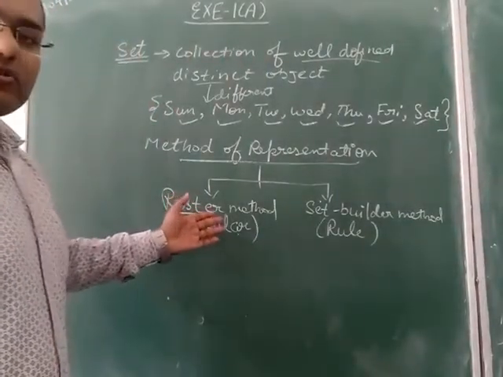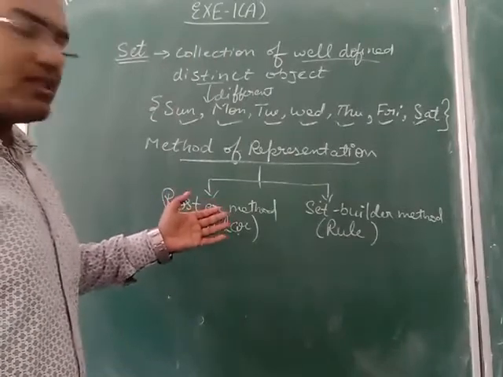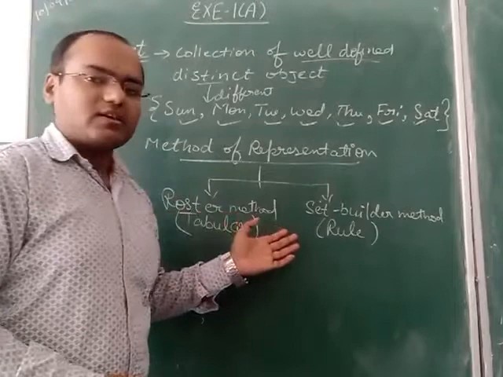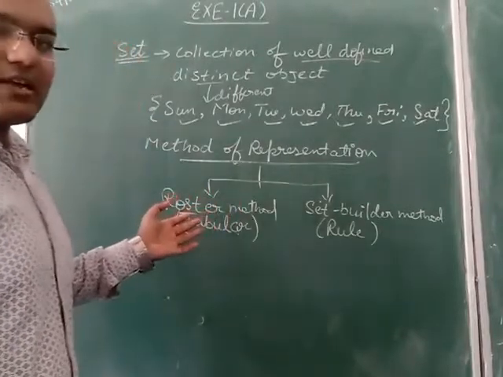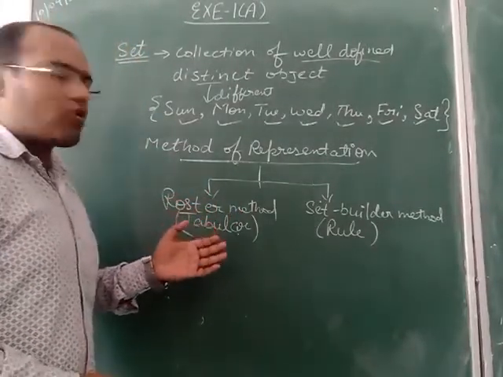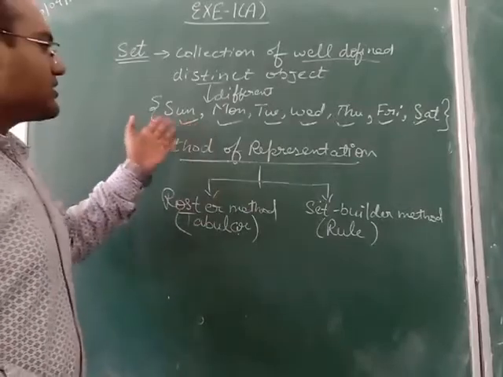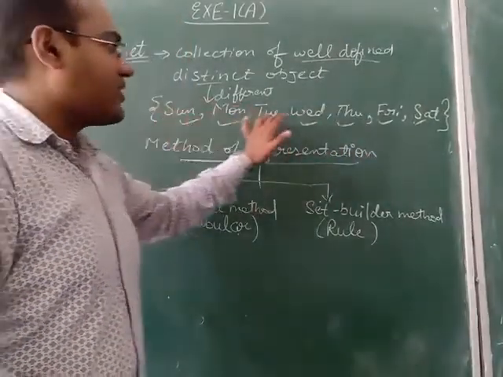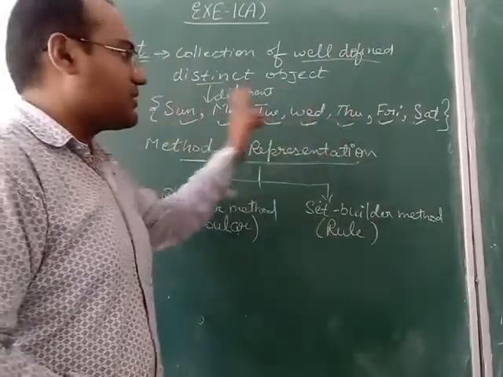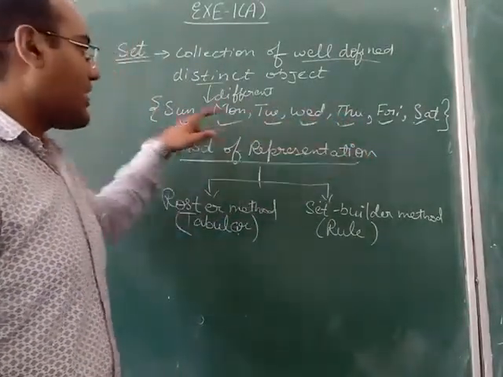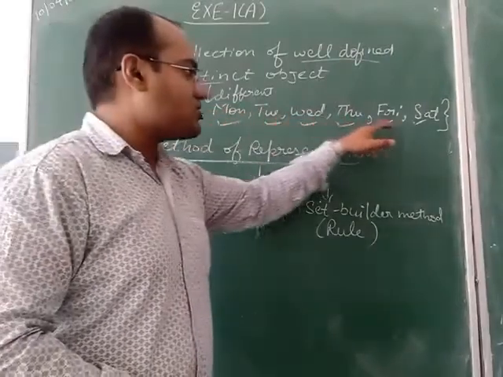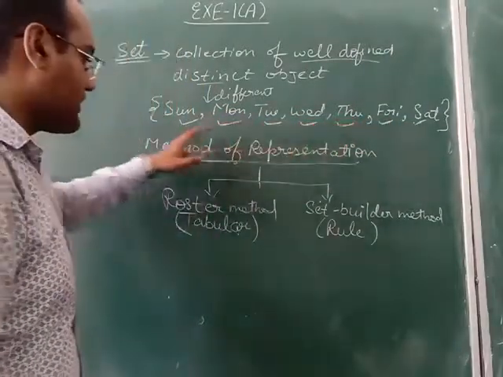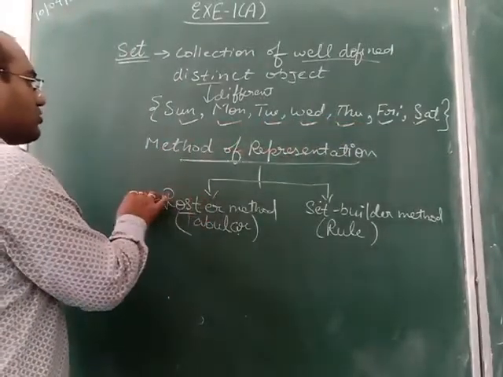So first method is the roster method. What is the roster method? In this method we write all the elements in braces and we separate them with the help of commas. As I had written here, these are the days of the week. Each and every day I had written in the braces and separated with commas. Such a way of representation is known as roster method.